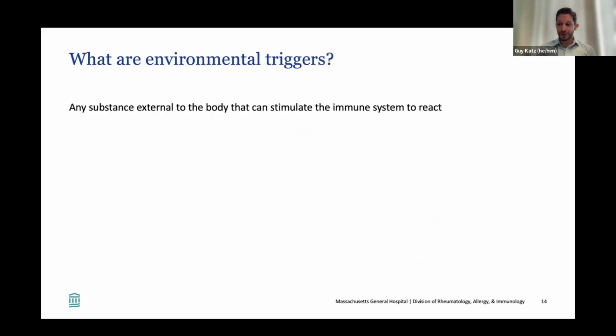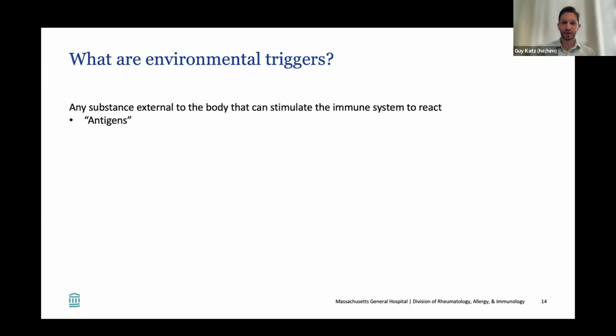So moving on to the real topic of the day, which is environmental triggers. And I think if we're going to be talking about environmental triggers, it's important that we actually define what that means for our discussion. So when I talk about environmental triggers, what I'm referring to is any substance that's external to the body that can stimulate the immune system to react in some way. Like we talked about, stimulating the immune system can be important and good in many ways, such as when you're fighting off an infection, but that's also the same process that ultimately can lead to the loss of tolerance and development of autoimmunity.